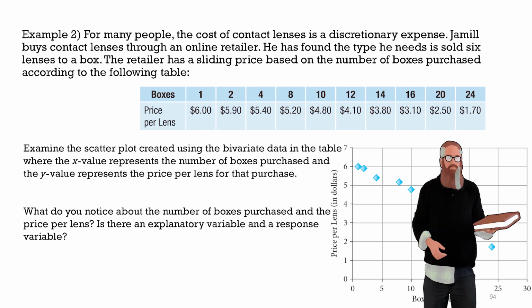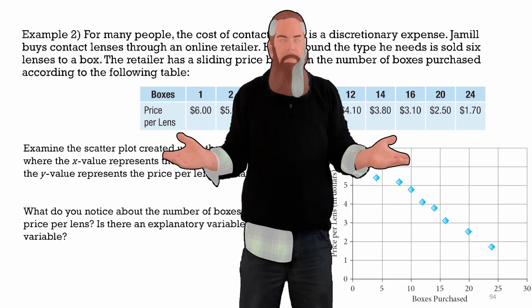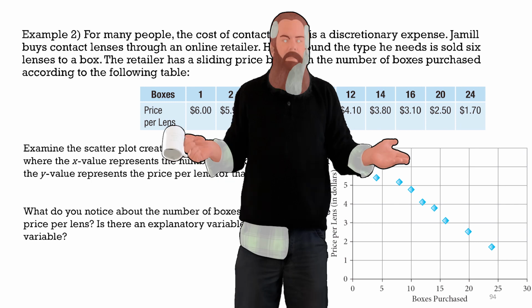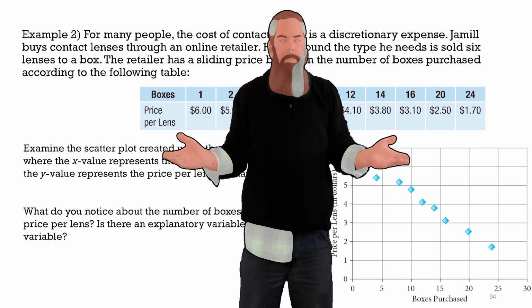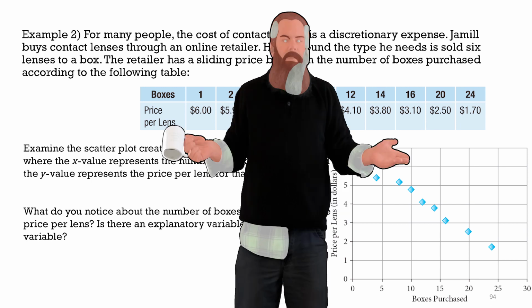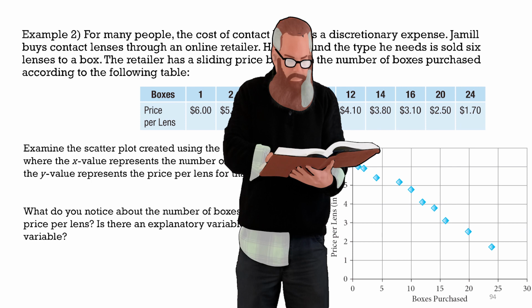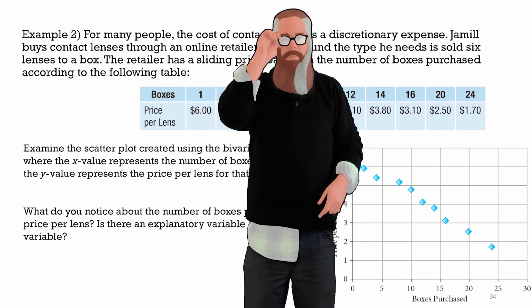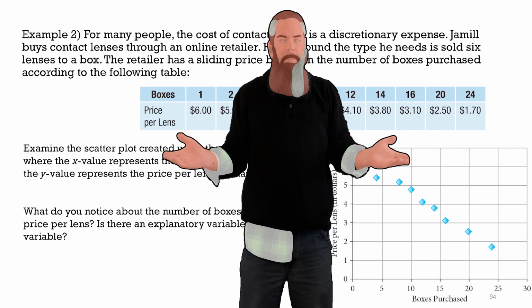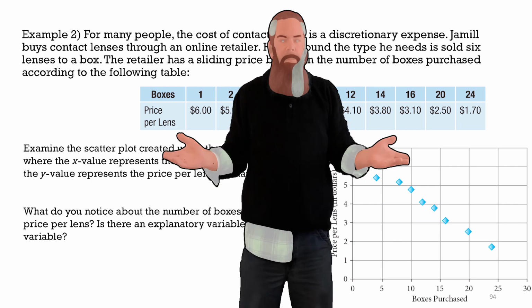What do you notice about the number of boxes purchased and the price per lens? Is there an explanatory variable and a response variable? Jamill notices that the higher quantity of boxes ordered, the lower the price per lens charged. Because the y variable decreases as the x variable increases, the correlation is negative. Additionally, the increase in boxes purchased caused the drop in the price per lens. This could have occurred for a number of reasons, such as the retailer being willing to take less of a profit for the increase in sales. Therefore, the boxes sold is the explanatory variable and the price per lens is the response variable.